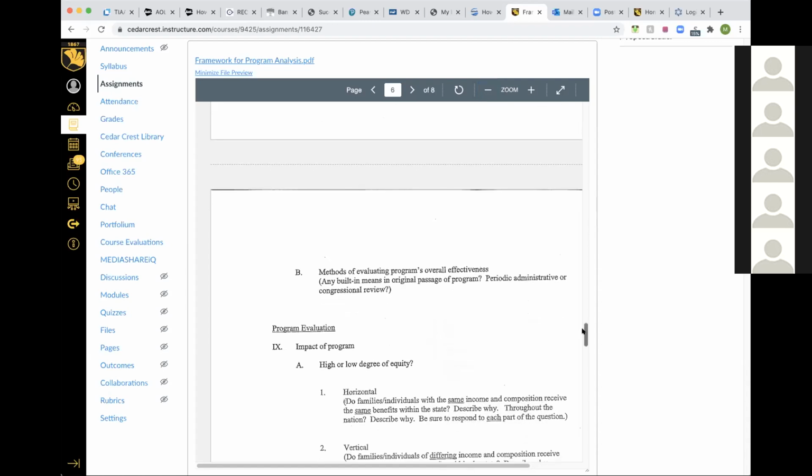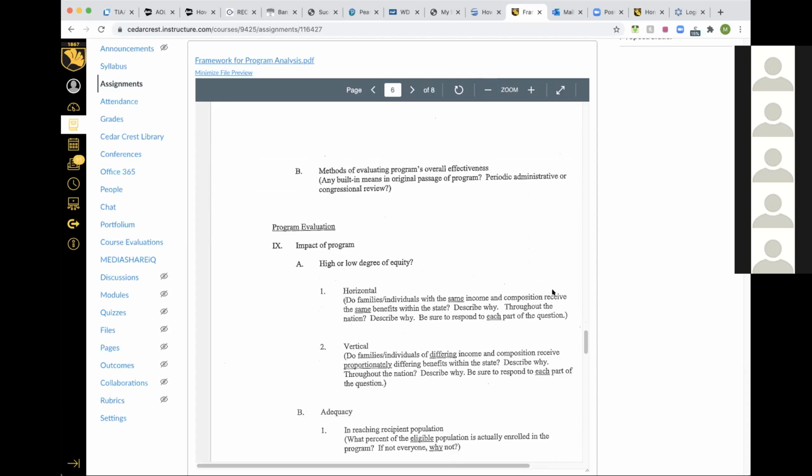Okay. Up until now, all you've been doing is describing the program. Here's the evaluative piece. And so this section is all about evaluating the program. So you're going to have to put on your thinking caps for this part. I don't mean you can't find some of it, you obviously have to do research on it, but you have to think about this. This first one, you're not going to find it in a book. You're going to have to think about it.